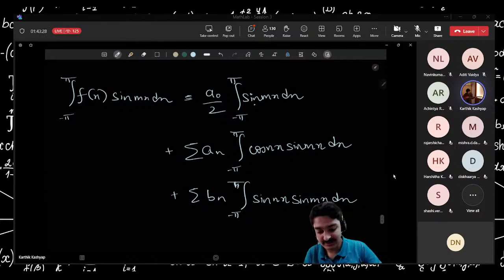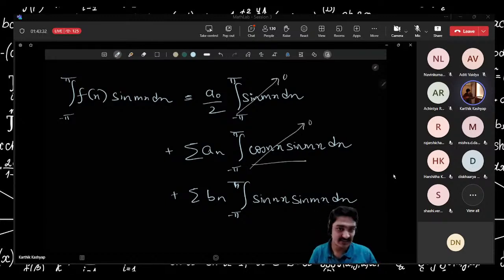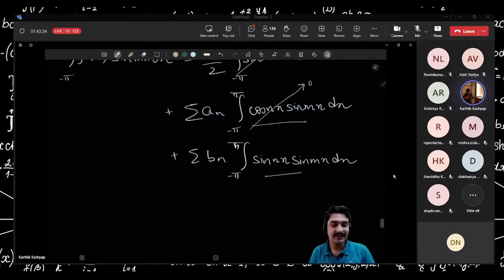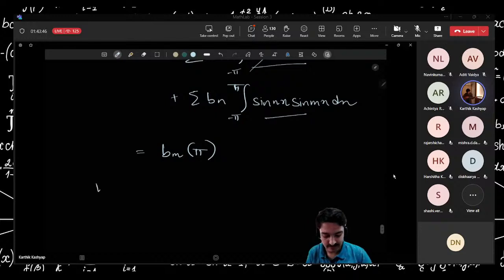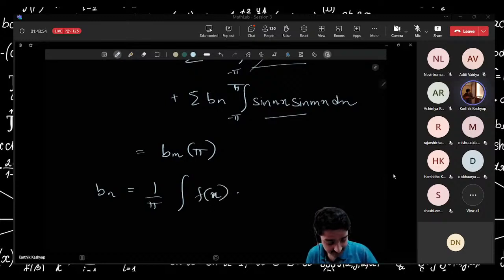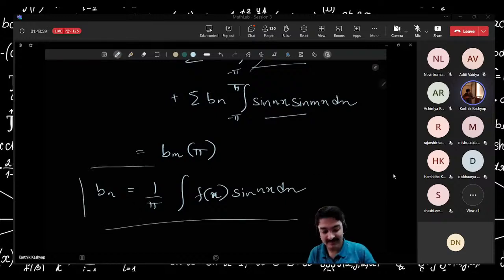So similar to before, this value will always be equal to 0, and this value is again always equal to 0 because it's sine and cos. And for this value, again, the only place where it is non-zero is when n is equal to m. So the only value we get from this is b_m times pi, the integral value. So b_m, let's replace it by n. So b_n we get as 1 by pi times the integral of f(x) sin nx dx. So this is the value of b_n that we get.